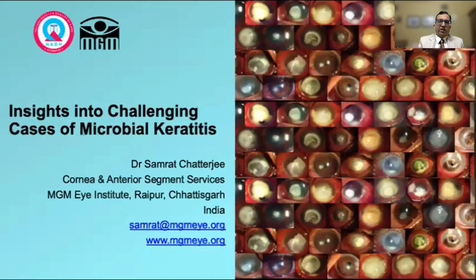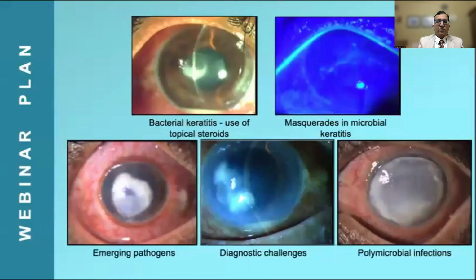So microbial keratitis is very important because most of us face these kinds of patients every day in our clinics, and sometimes it can be very challenging. So the webinar plan is basically to showcase 5 cases. I've curated these 5 cases, and each of these shows some challenging aspect that we sometimes encounter while treating corneal ulcers or microbial keratitis.